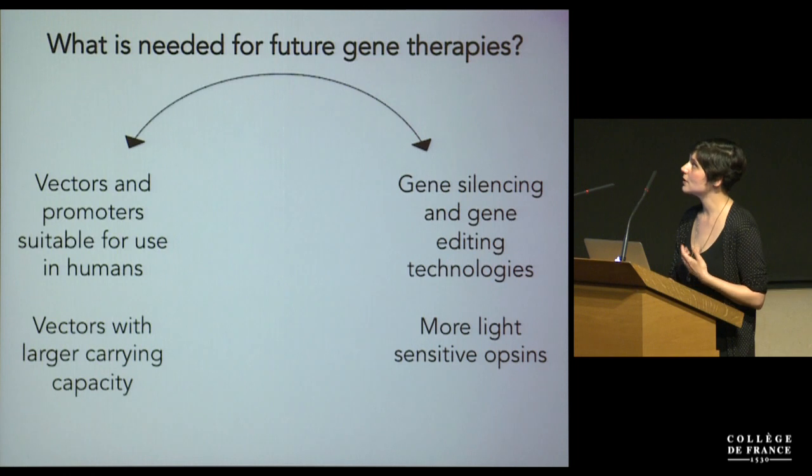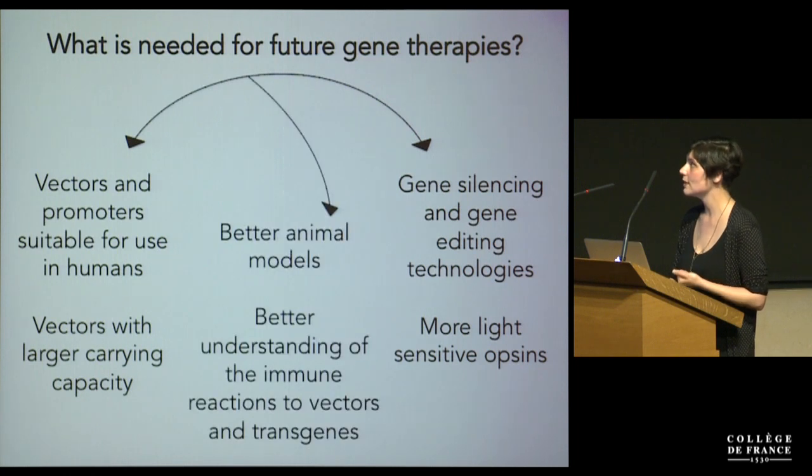Once we have these technologies, the vectors, the promoters, and all the other things in place, what will still be necessary are better animal models and also a better understanding of the immune reactions to the vectors and transgenes, which are going to be really important from my point of view for the development of gene therapeutic strategies. So with that, I hope I set the stage for the next talks and for some very nice discussion.